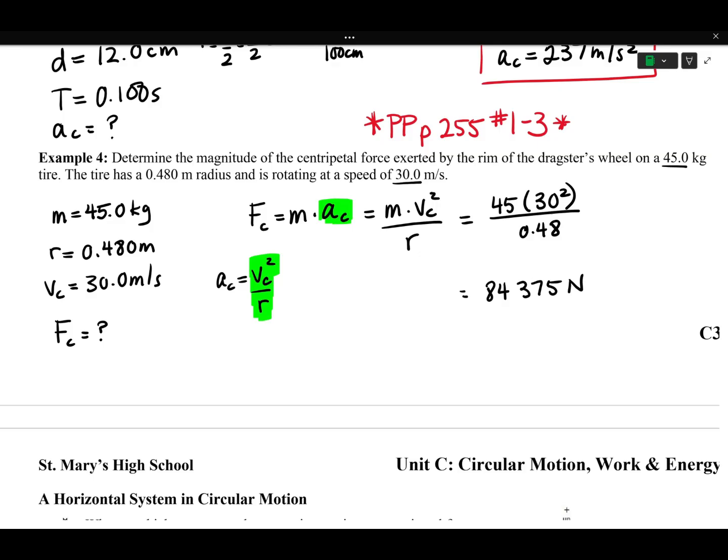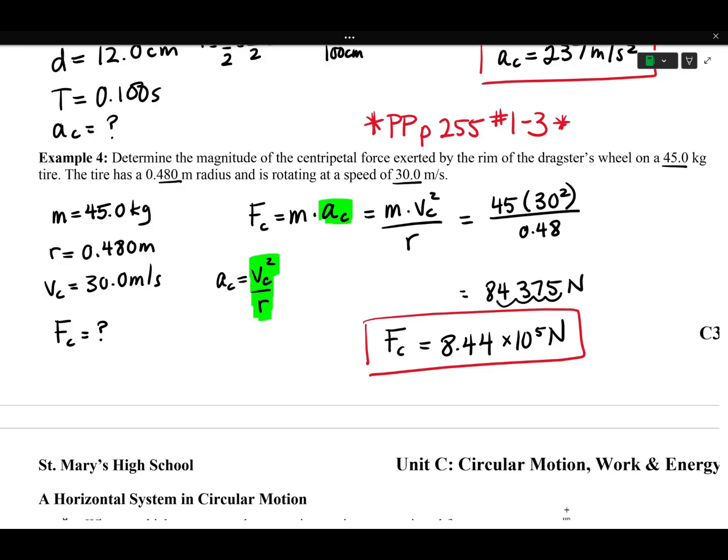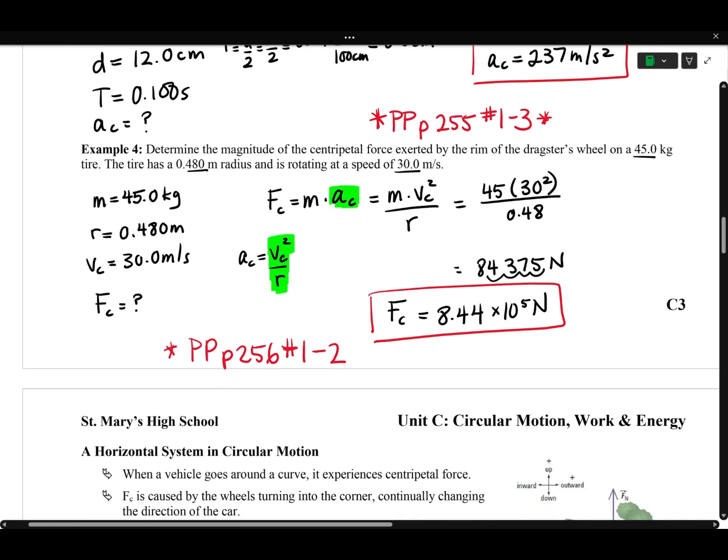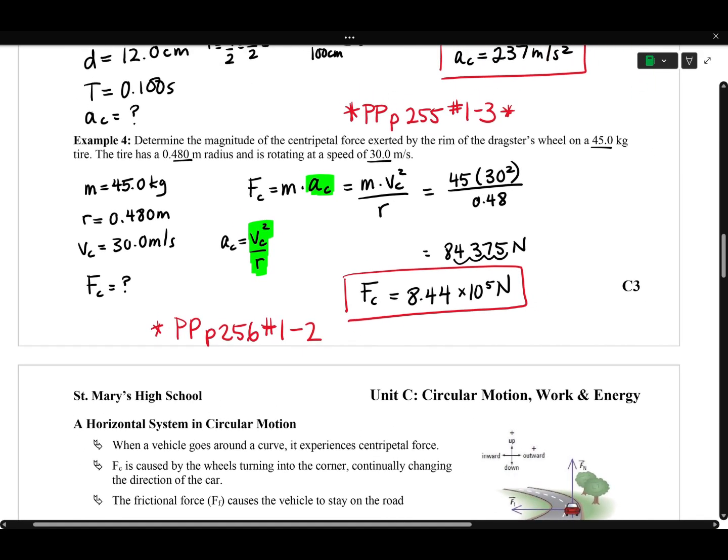Then again, rounding to our proper digits, I've got 3, 3, and 3 here. I've got too many digits, so I'm going to put it into scientific notation. It's going to be 8.44 times 10 to the 5 newtons. They just wanted magnitude, so I don't need to say toward the center. Your second set of practice problems are found on page 256, and you're going to do numbers 1 to 2. We'll pause the video here, and then when we come back, we will keep looking at a horizontal system in circular motion.